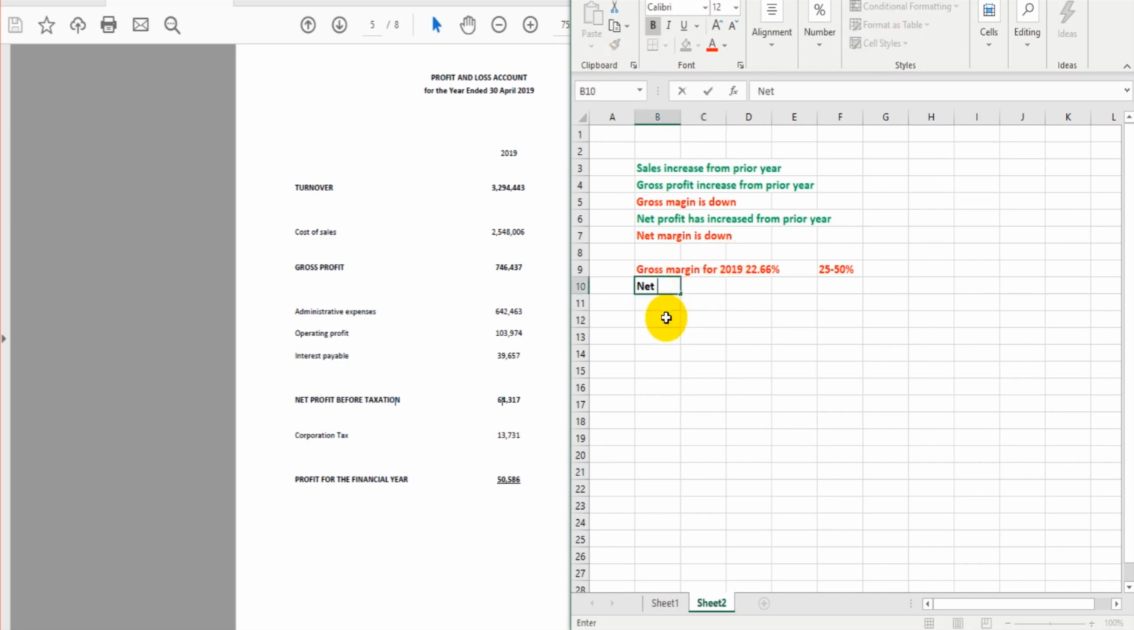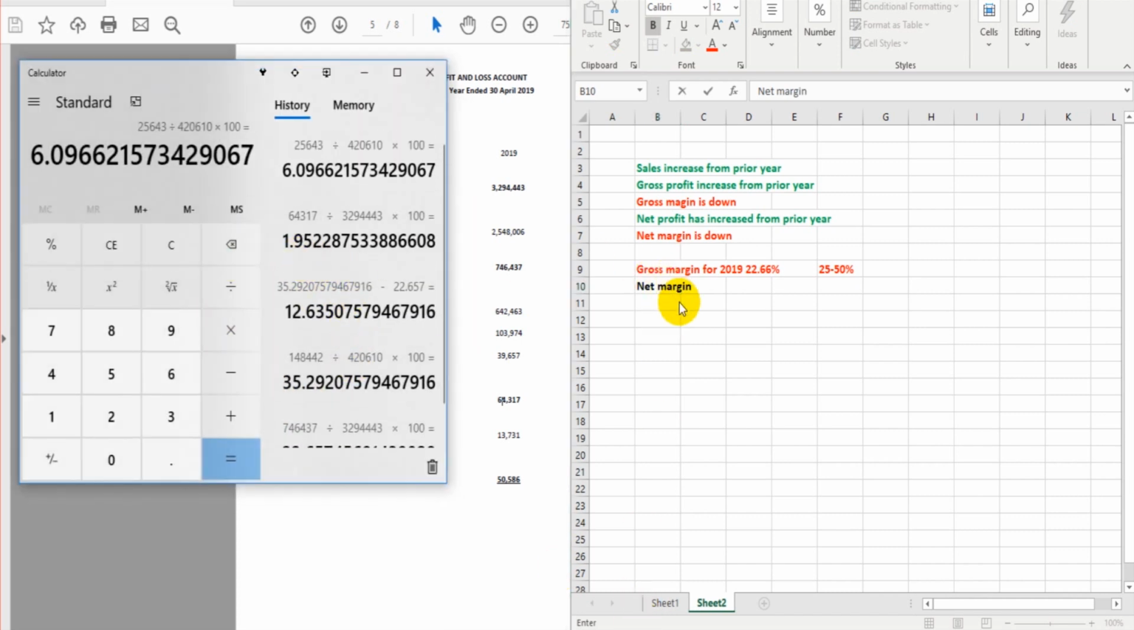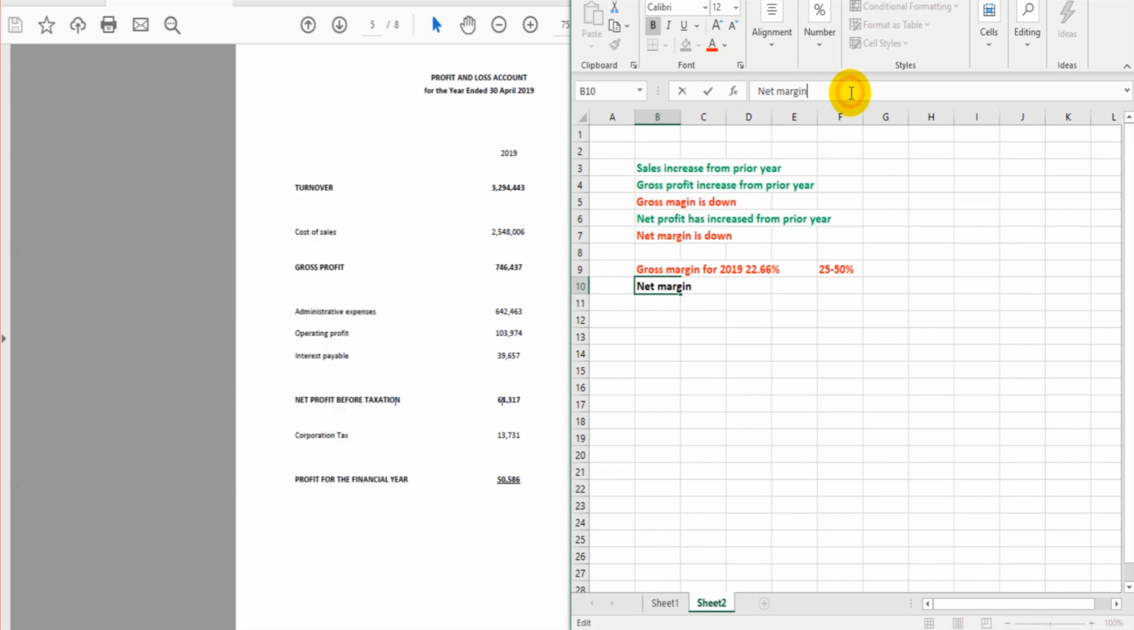And how about net profit or net margin? What is the percentage? We said it was 1.95%. So every pound or every euro, every dollar, we're making about 2 cents, 2 pence profit. So it's very tight, 1.95%. It's a very tight margin. Once again, what are we looking at? I would say 5 to 20% is considered healthy. If you're below that, there are some warning bells there.